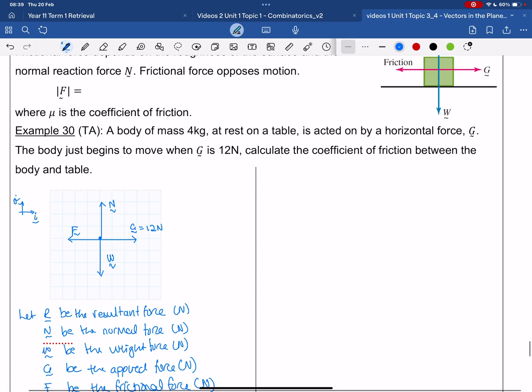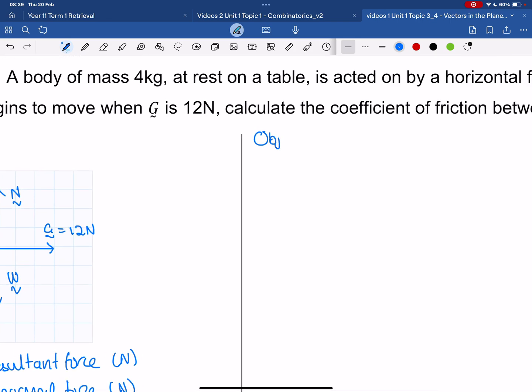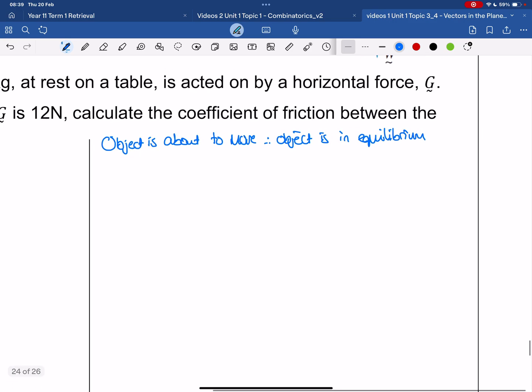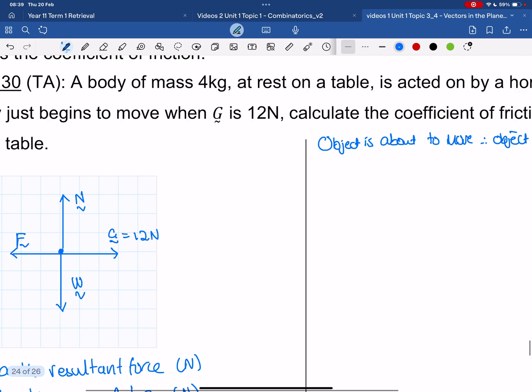All right, we've defined all our variables, and we also need to acknowledge that because it hasn't moved yet, our object is in equilibrium. The object is about to move, so therefore it's still stationary, therefore the object is in equilibrium. So that means that my resultant force is 0. Okay, it's important that we do that.